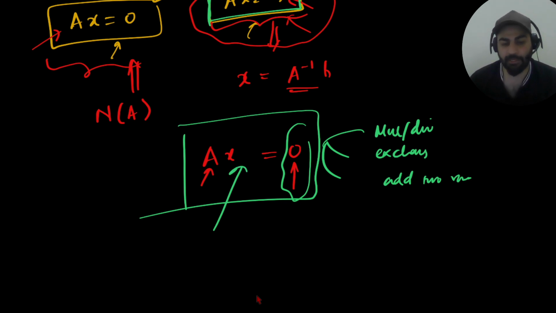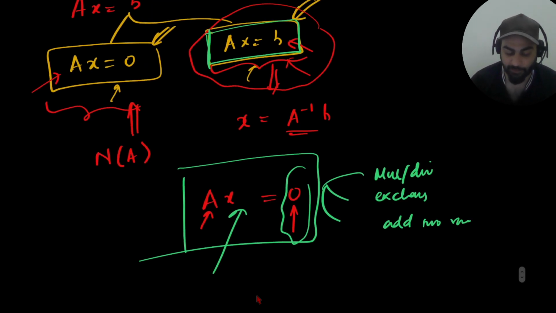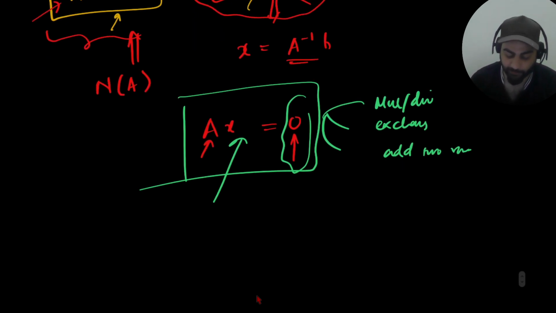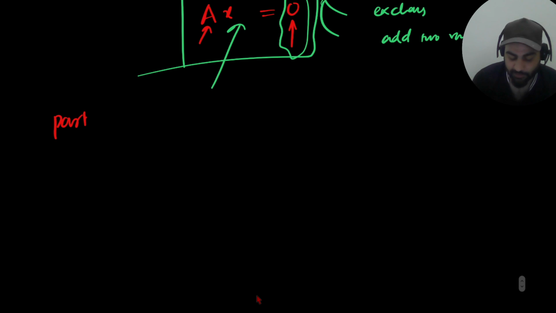So we'll call it a particular solution. If you want some Ax equal to B, this will be called a particular solution. So what is a particular solution?